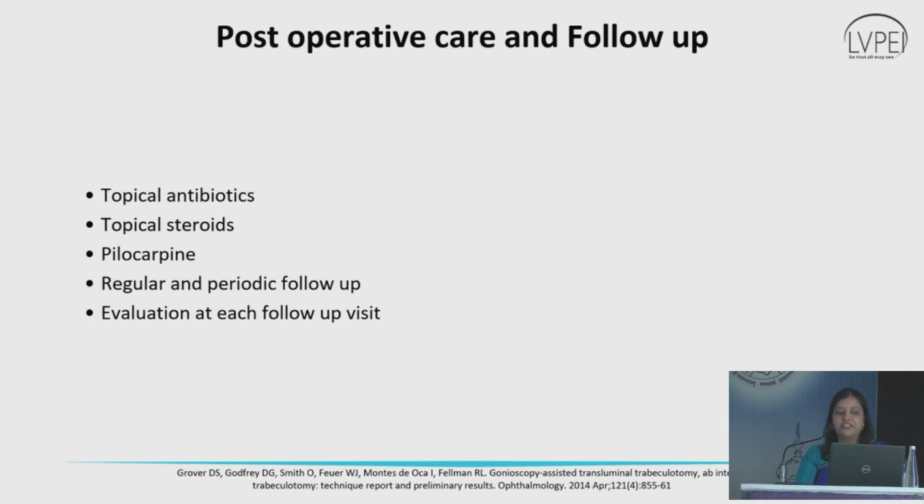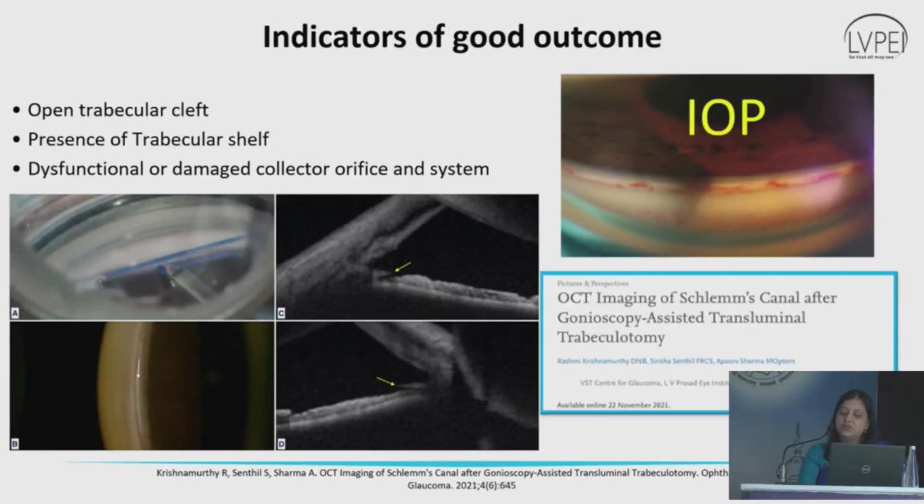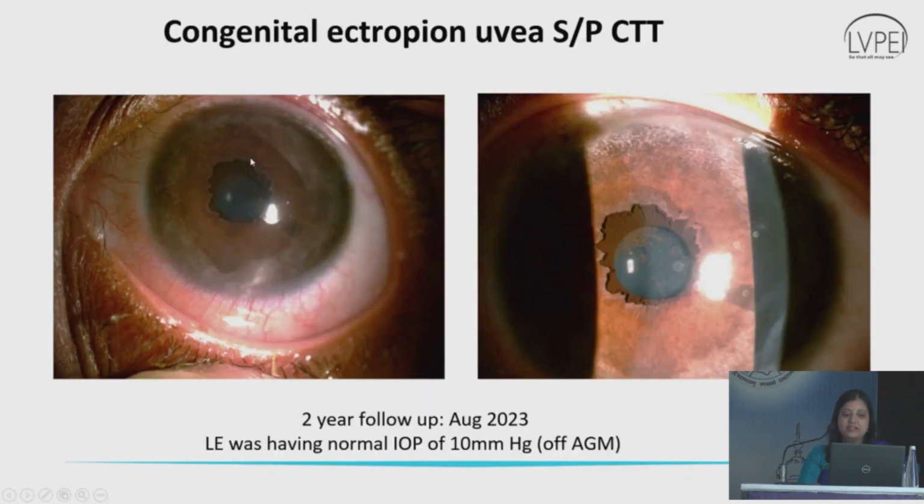Postoperative care is similar to cataract surgery. Pilocarpine I used in the beginning because I thought it may form some paths, but nowadays we're not using it. This was a publication on how the OCT looks after GAT. We can see that there is a trabecular shelf which is opened after the trabeculotomy. And you can see the clearing of the trab meshwork once it is done.